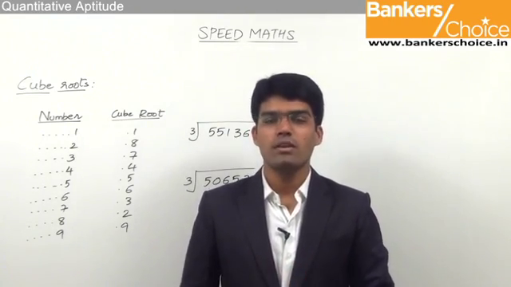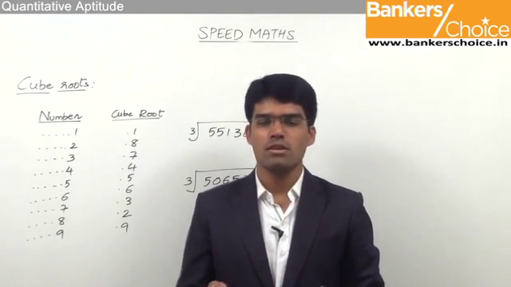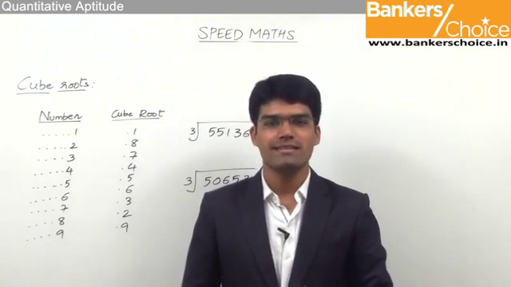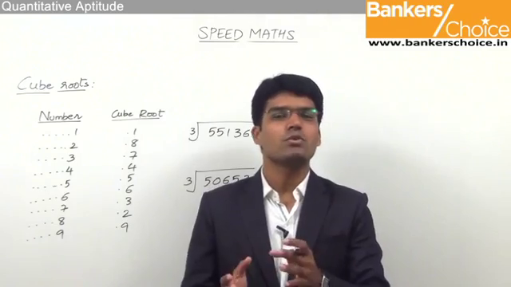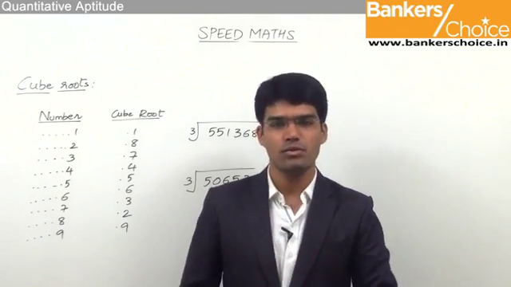Now in case of square roots, we had three steps. The first step was to check the unit space and find out the possible unit spaces of the answer. The second step is to decide what will be the remaining part of the answer. And the third step is to check which of the two answers is correct. A similar procedure can also be applied in case of cube roots.